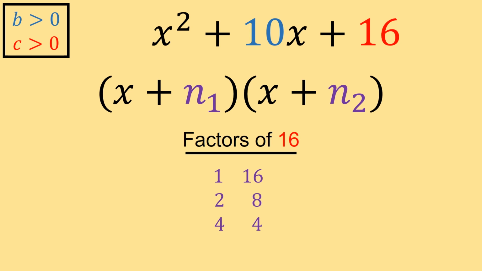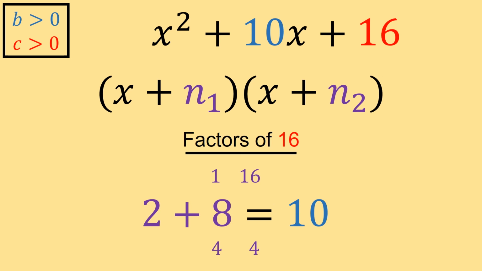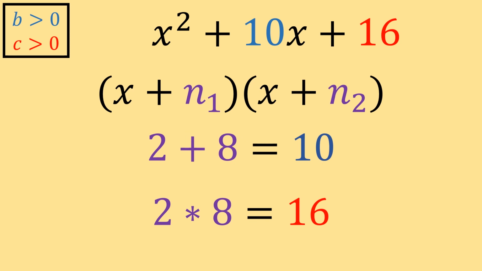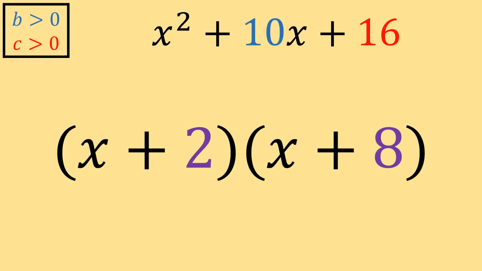Now, all these multiply together to get 16, but how many of them add up to get 10? Quickly, we see that 2 and 8 add up to get 10, right? They multiply together to get 16, they add up to get 10, so they must be our values for n1 and n2. This then gives us the factored form of the quadratic expression x squared plus 10x plus 16. Now, we can always check our answer by multiplying out this factored form by using FOIL, but I'll leave that to you as an exercise.